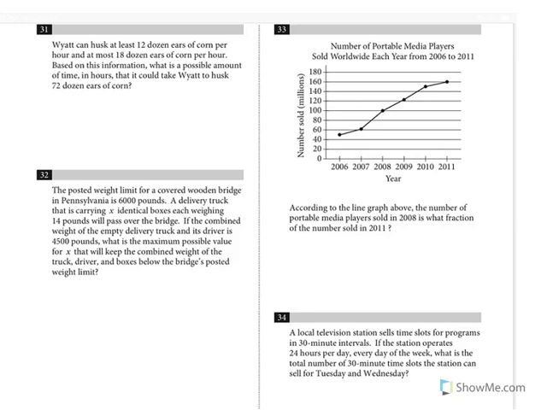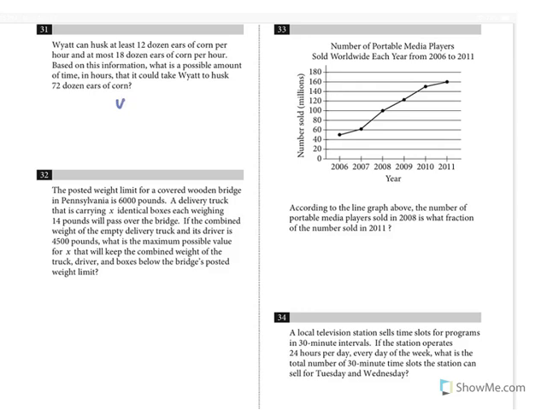Wyatt can husk at least 12 dozen ears of corn per hour and at most 18 dozen ears of corn per hour. Based on this information, what is a possible amount of time in hours that it would take Wyatt to husk 72 dozen ears of corn?